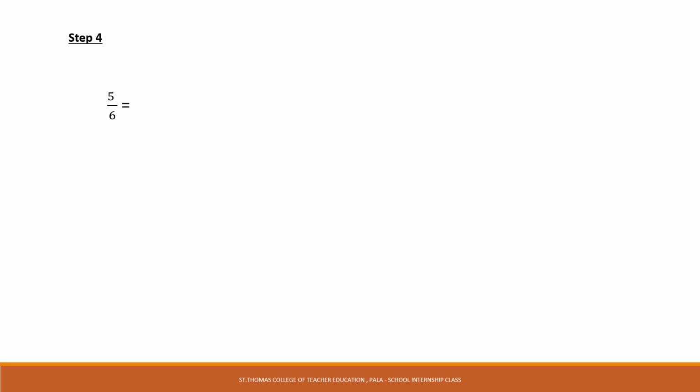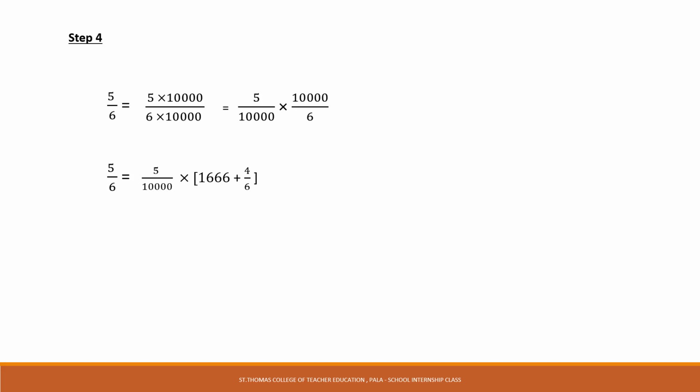Okay, writing 5 by 6 as itself and by which number you are going to multiply? Yes, 10,000, and we split it as 5 by 10,000 into 10,000 by 6, isn't it? And the next step is, yes, writing 5 by 10,000 as itself, and 10,000 by 6 we get 1,666 plus 4 by 6, and we replace this by 1,666 plus 4 by 6.